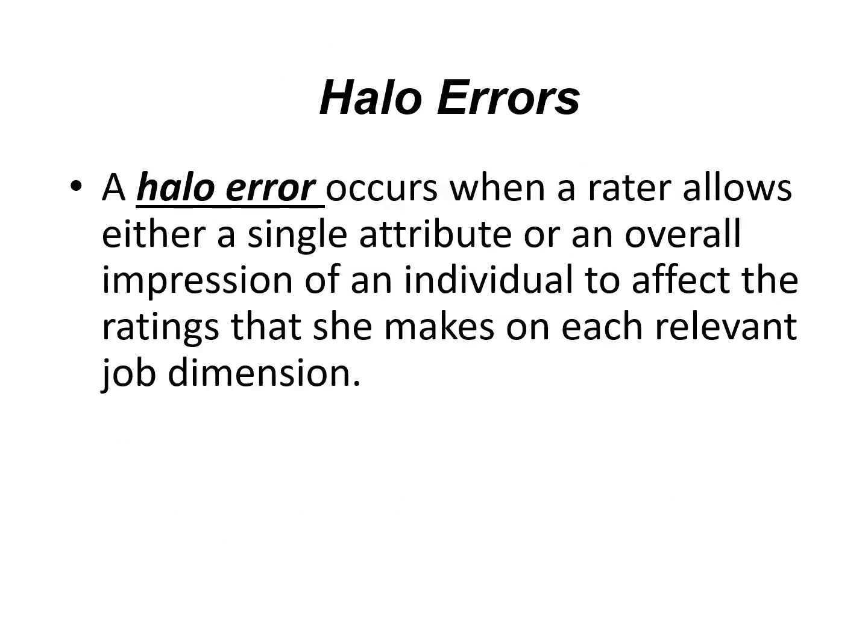Other than that, here are the possible sources of error from a psychological assessment standpoint. We also have what we call halo error, wherein a rater allows either a single attribute or an overall impression of an individual to affect the ratings he or she makes on each relevant job dimension. So when we say halo error, just because of one good attribute, you get a high score in every other attribute. This is different from leniency, because in leniency, everybody gets a high rating, while in halo error, one person gets a very high rating because of one single good attribute.